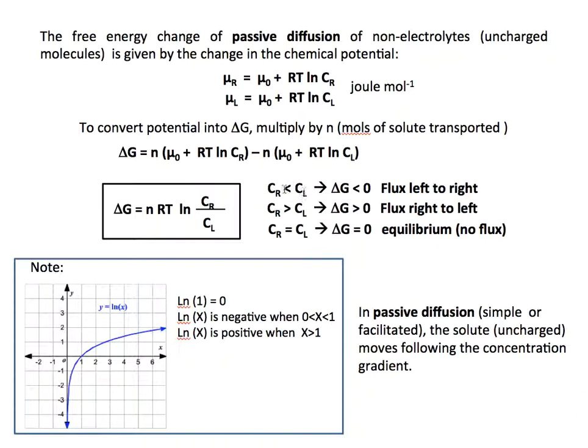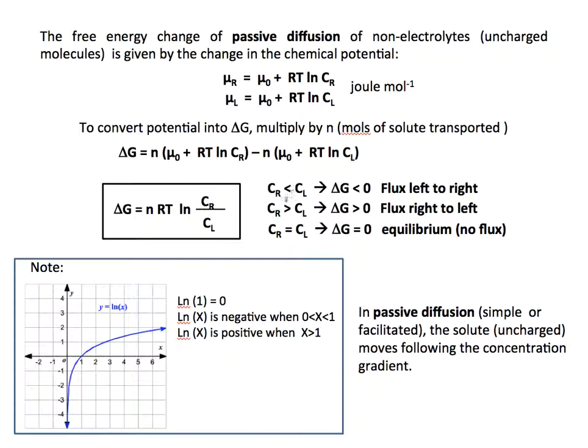CL being greater than CR is going to give you a negative value because you're going to have some fraction. If you draw a logarithmic graph, ln of 1 is always 0, a value less than that will always give you some negative value, and a value greater than that will give you some positive value. So when delta G is negative, you know that it can do work, and that work is going to be from high concentration to low concentration. It's just a mathematical way of expressing that.